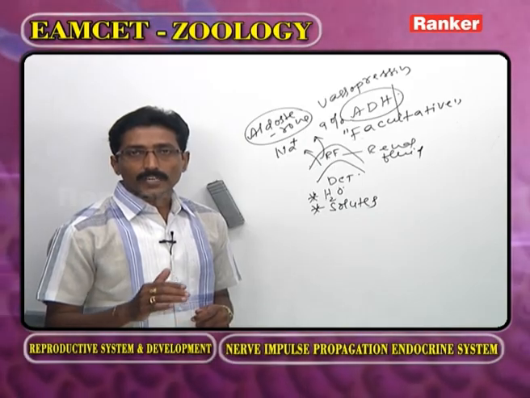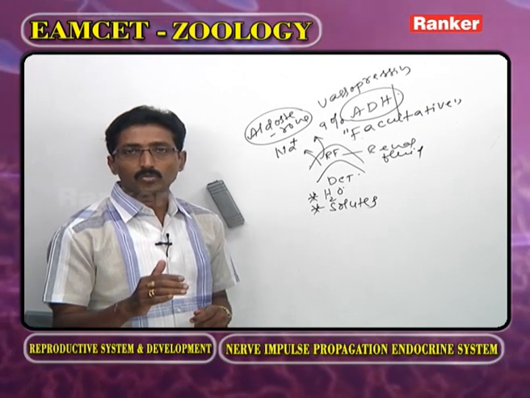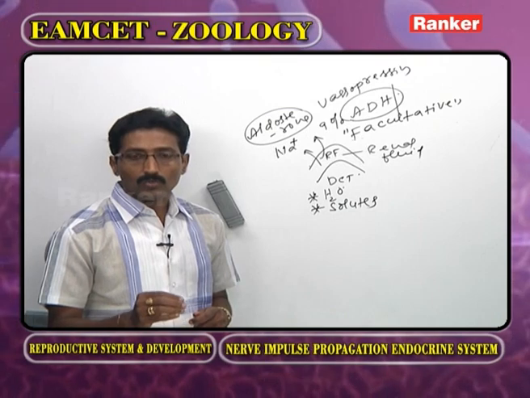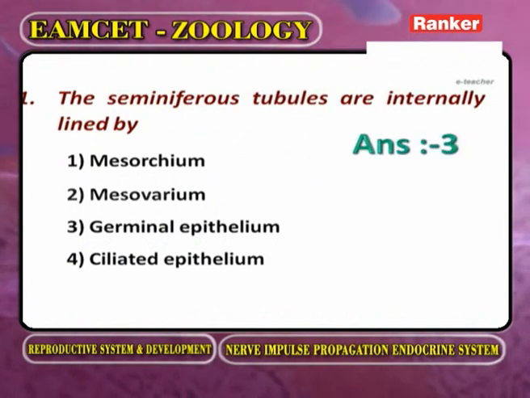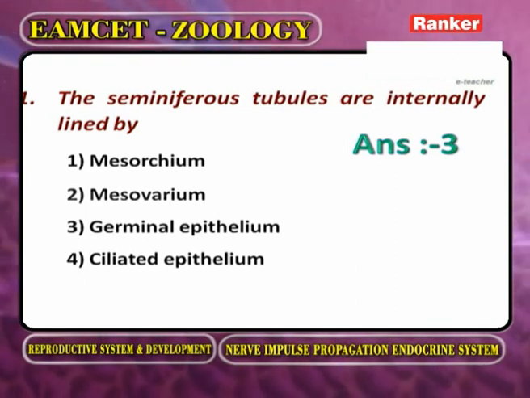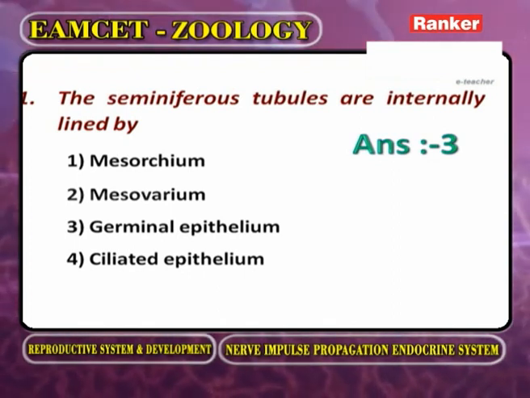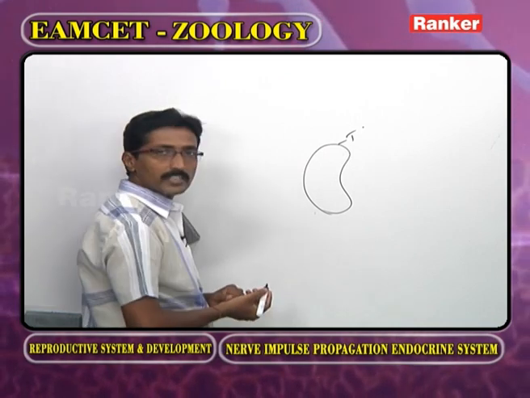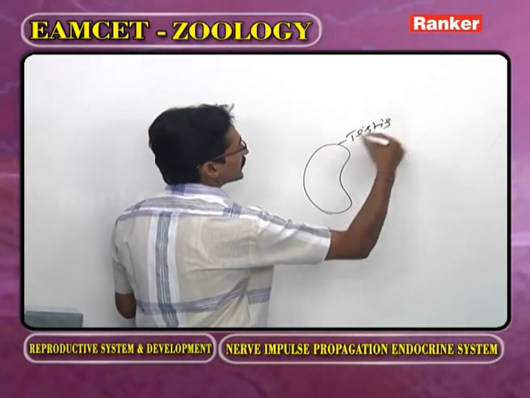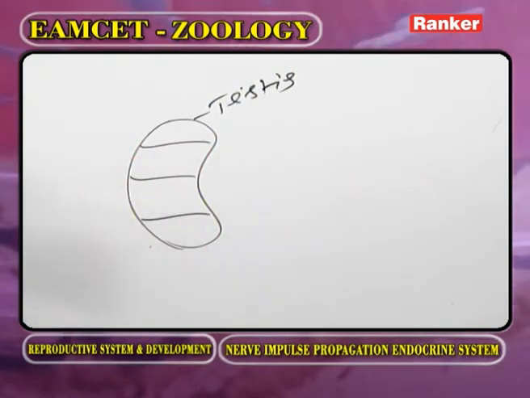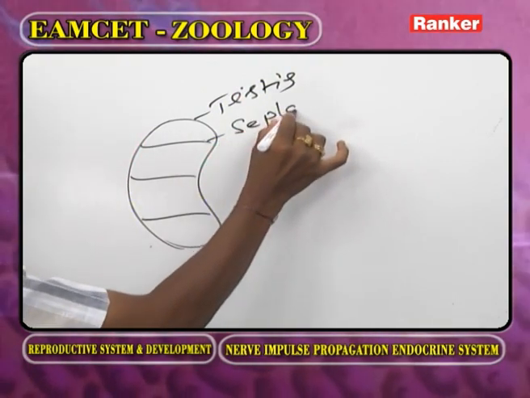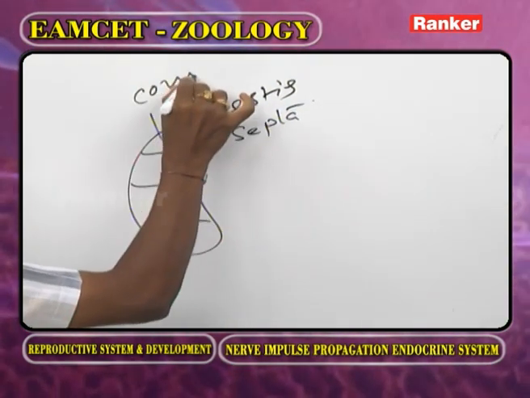Now we discuss the next part, from the reproductive system to the endocrine system. We discuss the first question regarding this topic. Students, observe the question: the seminiferous tubules are internally lined by. Now this part we call the testes. As we observe, the testes are divided into a number of compartments. These are called septa, and these are called compartments.